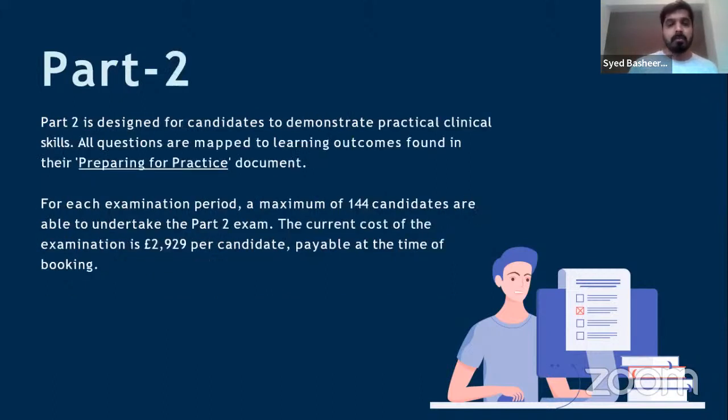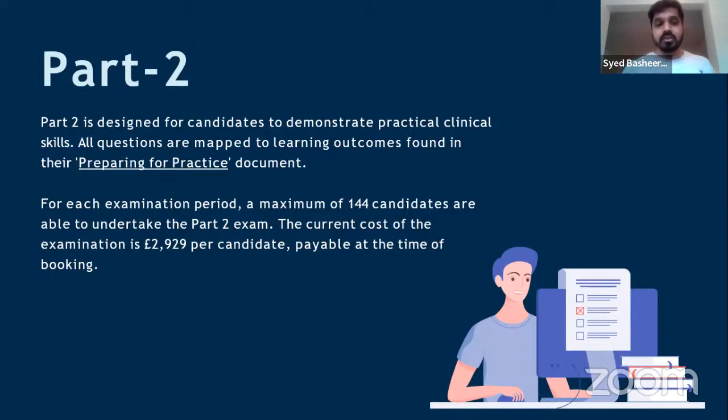So that's one. So the part two exam, again, is held here in the UK. It is designed for candidates to demonstrate practical clinical skills. You can find out about the learning outcomes and everything in the Preparing for Practice document. For each examination period, a maximum of only 144 candidates can sit for this part two exam.